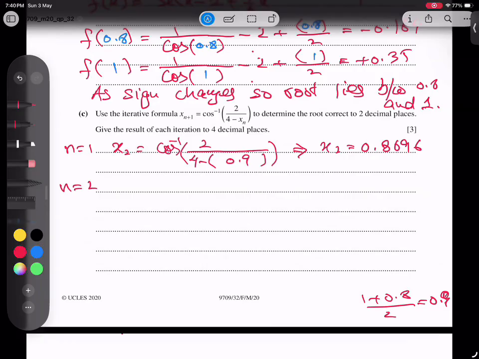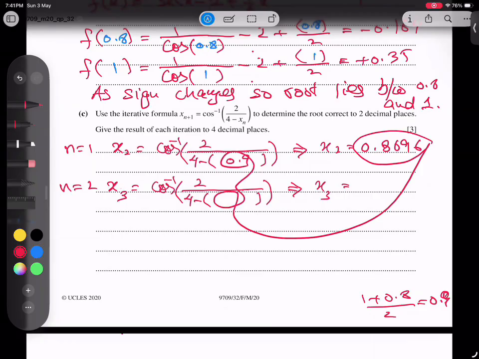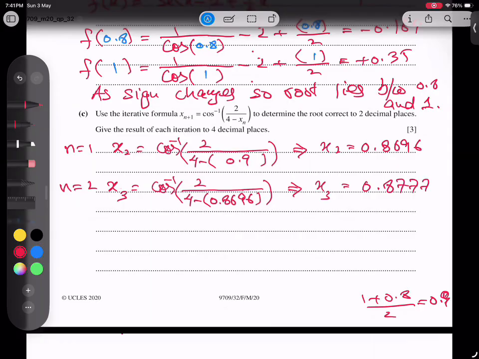So let's try the second one. So when I plug in x2, students, what happens then? This is what I erased, and this is x3 now. This number x2 will go in the place of 0.9. So I'm writing here 0.8696. So I'm getting the x3 answer is 0.8778.